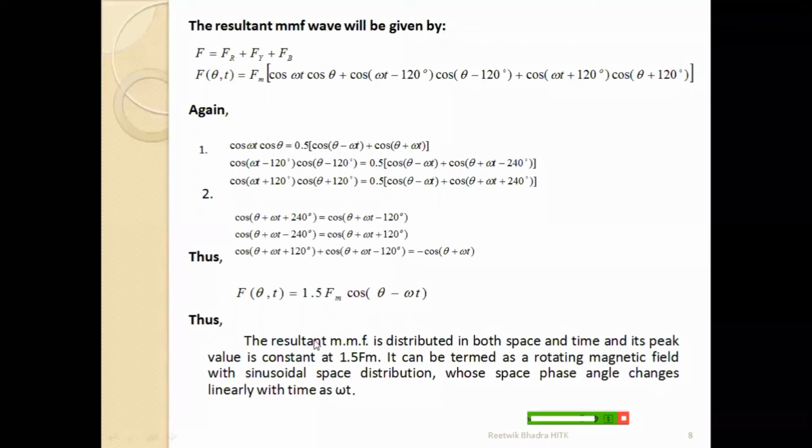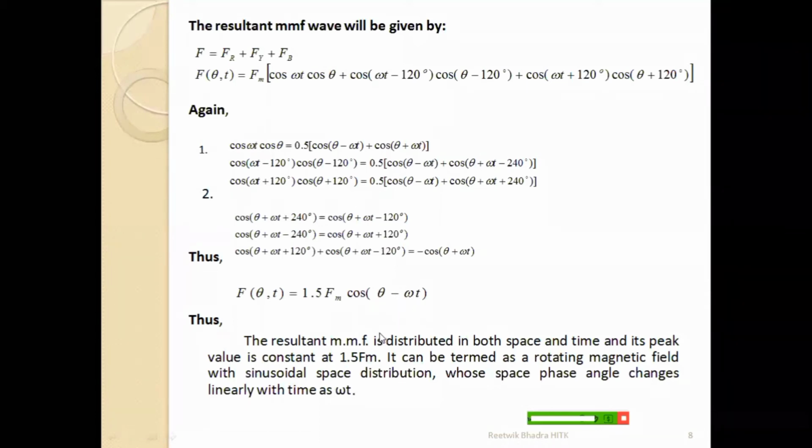Cos can be expressed in sine, so you can write it in sine, because all forms, cos, tan, everything, come from sine only. And its space angle changes linearly with omega t. As you change your omega t value, theta will change linearly.